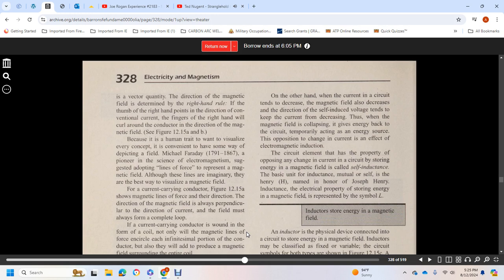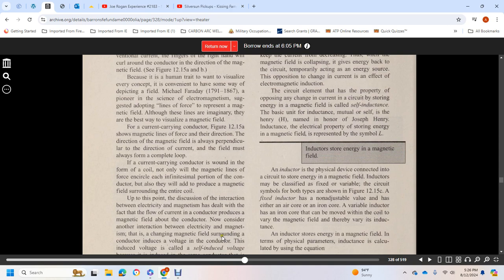The circuit element with the property of opposing the change of current, absorbing energy in the magnetic field of the self-induced voltage, is the inductor. The unit of inductance, the henry, is named in honor of Joseph Henry. Inductance is the electrical property of storing energy in a magnetic field, represented by the symbol L. Inductors store energy in a magnetic field. The inductor is a physical device connected in a circuit to store energy in the magnetic field, and inductors must be classified as fixed or variable, as in the circuit shown.